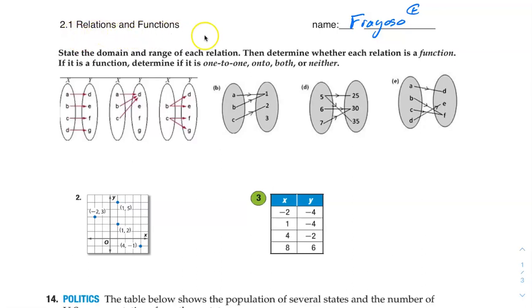2.1 relations and functions. So let's do this worksheet. State the domain and range of each relation. Then determine whether each relation is a function. If it is a function, determine if it's one-to-one, onto, both, or neither.